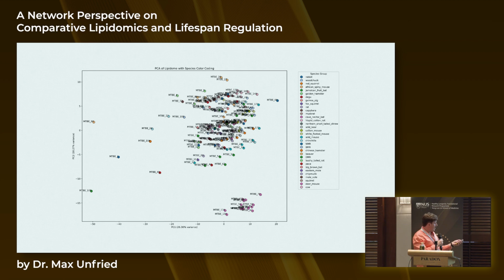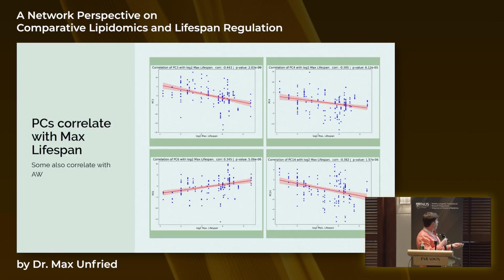But what we can do, when you have those PCs, is look at which of them actually correlate with maximum lifespan, and we find 4 of them. The correlations are moderate, and interestingly, one of them is correlating very heavily with maximum lifespan, but also with adult weight.